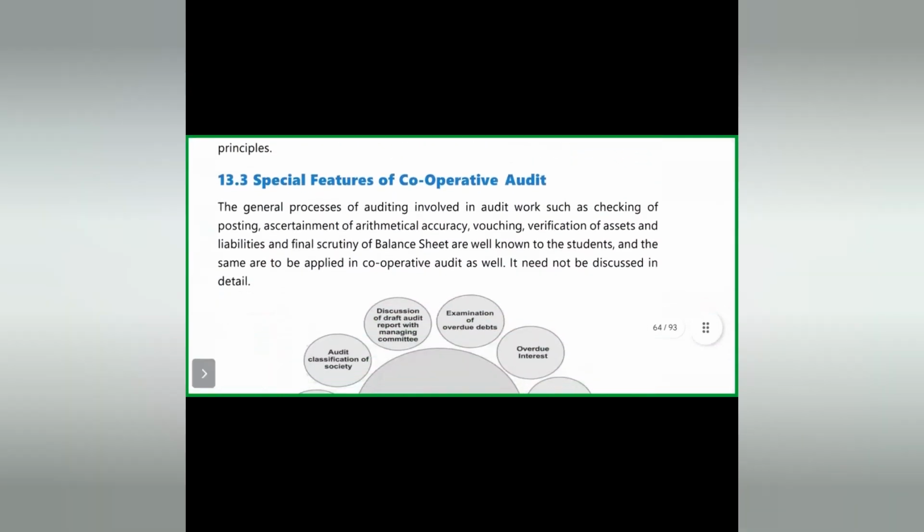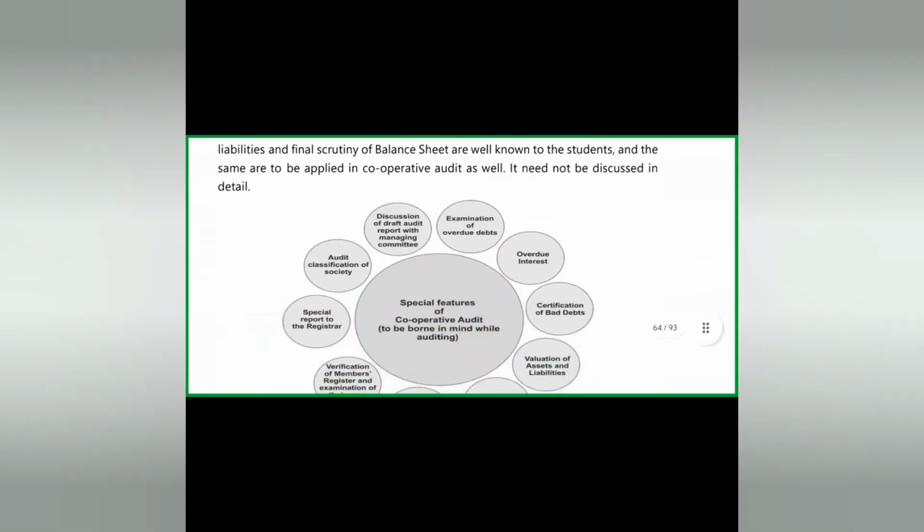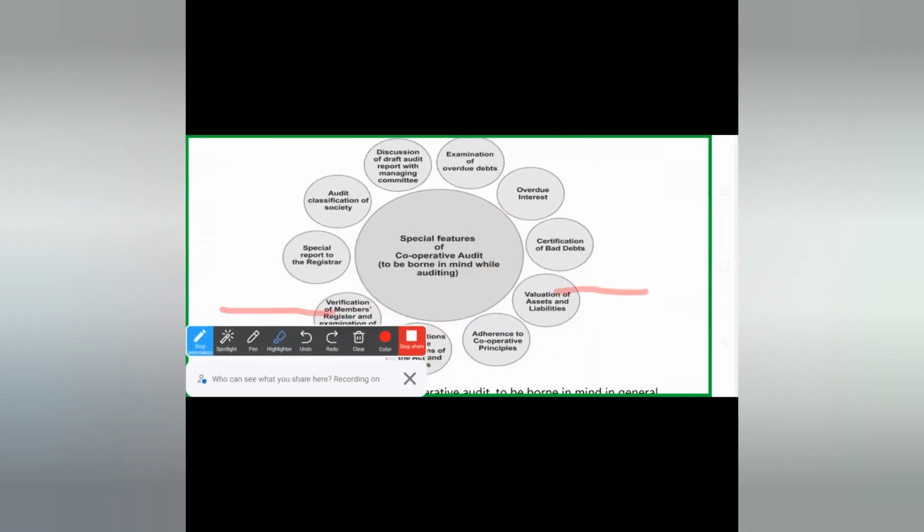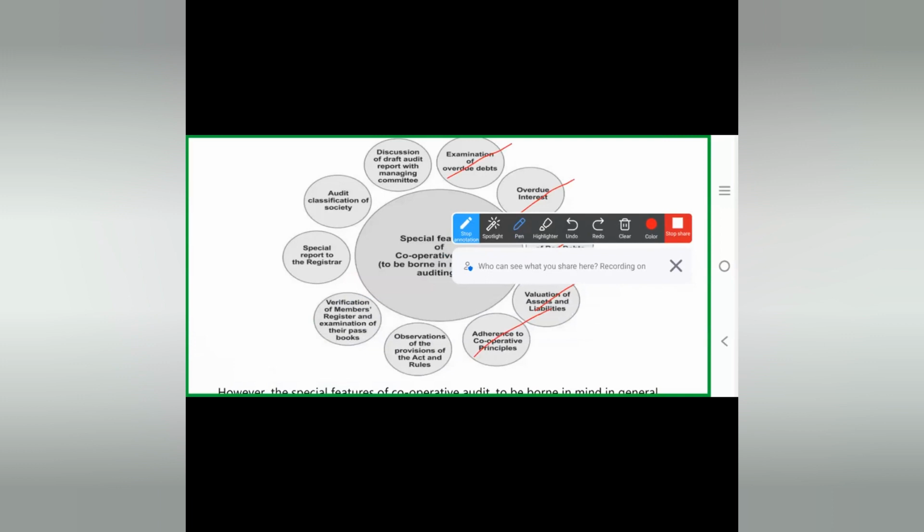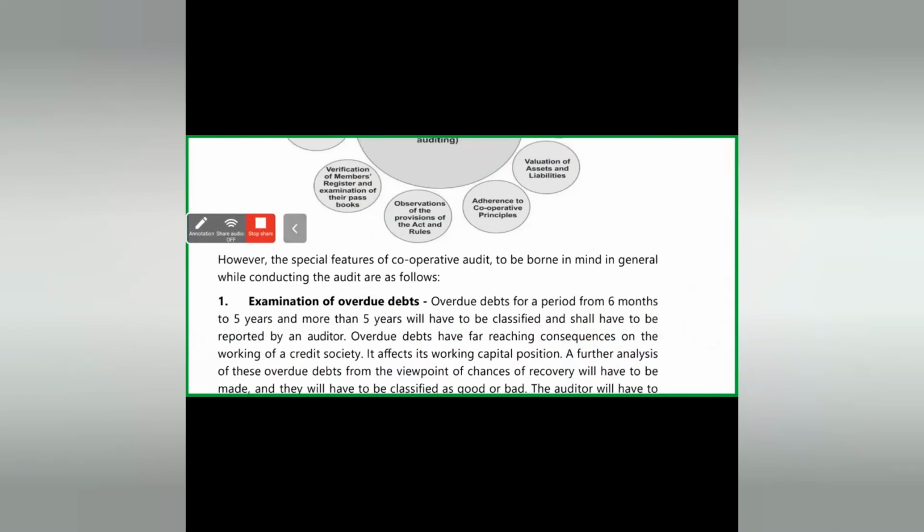We see special features of cooperative audit. In this case, this diagram very clearly states the points which have to be clearly checked upon. 10 points. We start with examination of overdues, overdue interest, certification of bad debts, valuation of assets and liabilities, adherence to cooperative principles, observation of the acts and the rules, verification of members' registers and examination of their passbooks, special report to the registrar, audit classification of society, and discussion of draft audit report with managing committee. So we'll see this one by one.